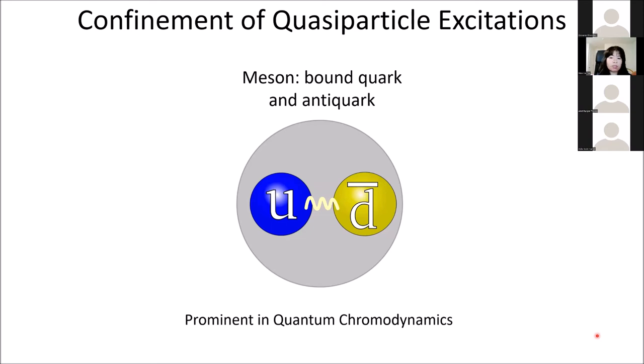Confinement effect is prominent in quantum chromodynamics. In the presence of a confinement potential, which is here, these bigger lines, this confinement potential will increase as the particles separate. Confinement potential happens between quarks and antiquarks. And then in the end, these quarks and antiquarks will be bound into hadronic particles. For example, the gray circle here is an example of a meson. Although this quantum simulator experiment is not the exact quantum chromodynamics, it does give insight into the confinement effect.